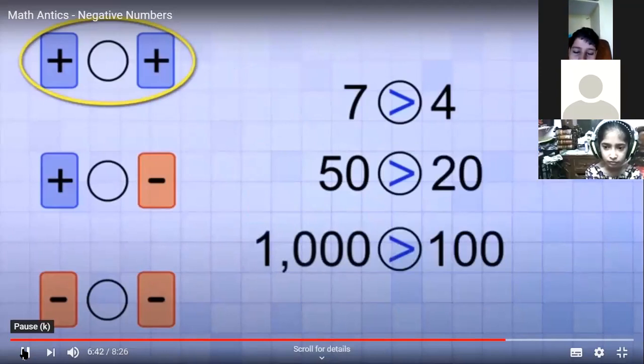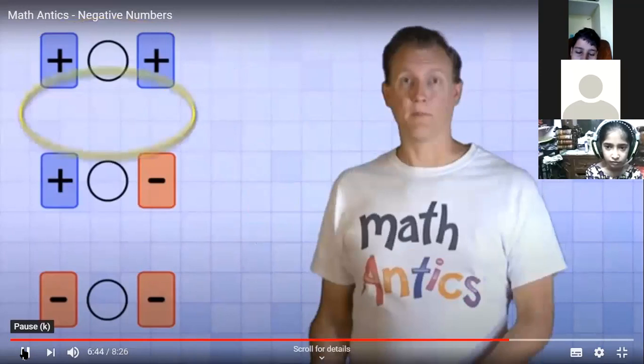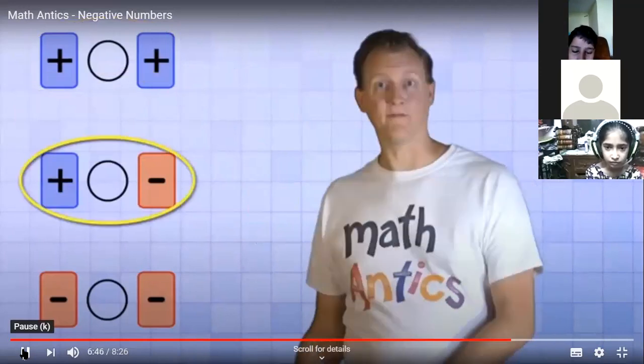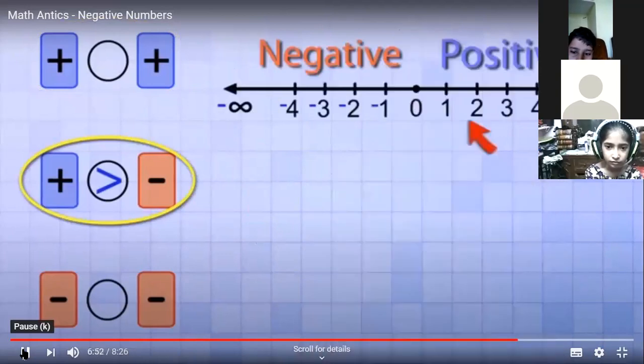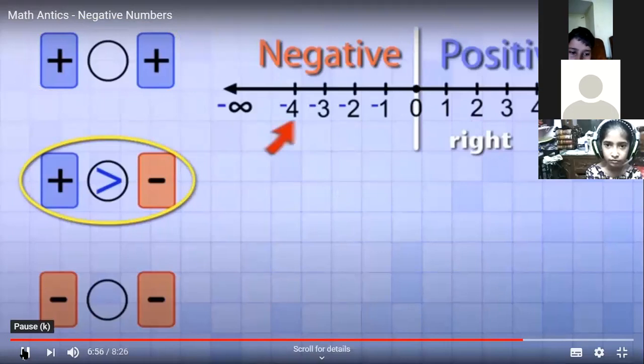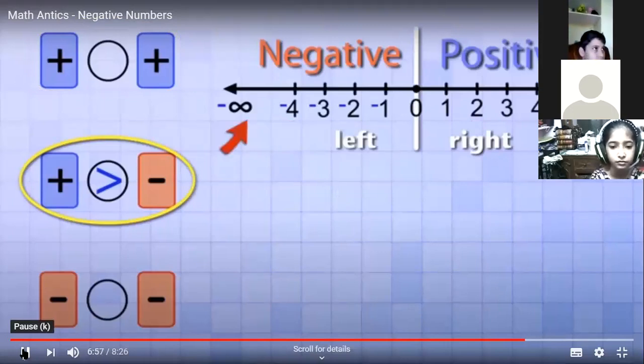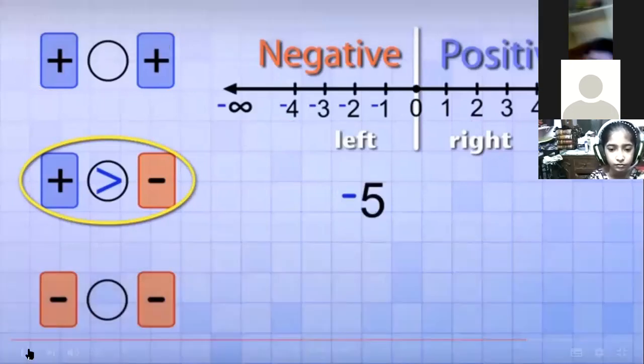It's also really easy to compare a positive integer and a negative integer, because a positive number is always bigger than a negative number. All of the positive numbers are on the right side of the number line, and all of the negative numbers are on the left. So negative 5 is less than 5.